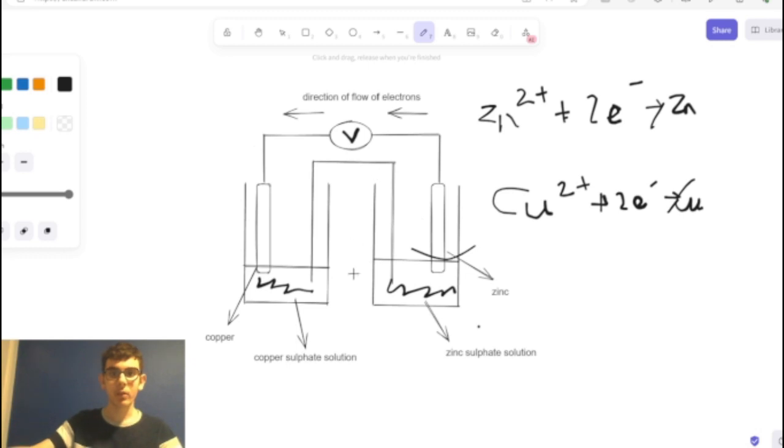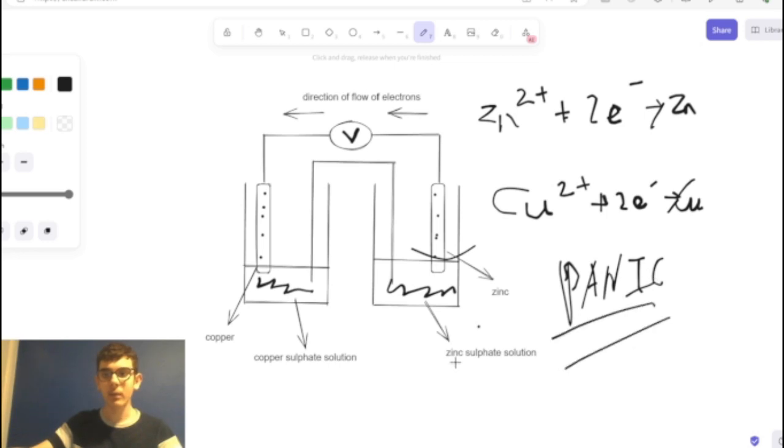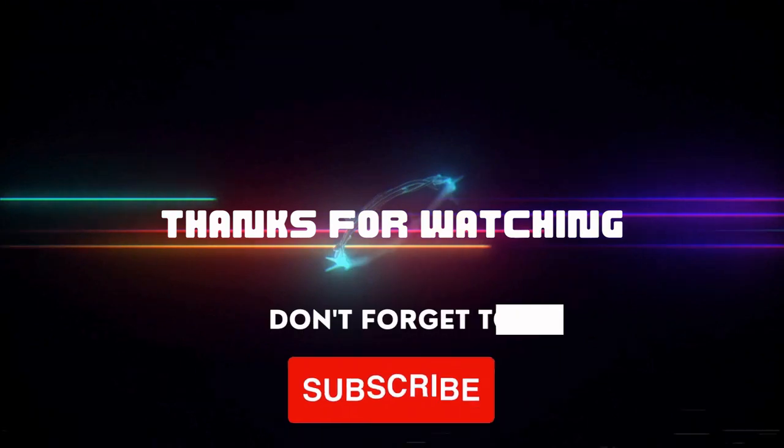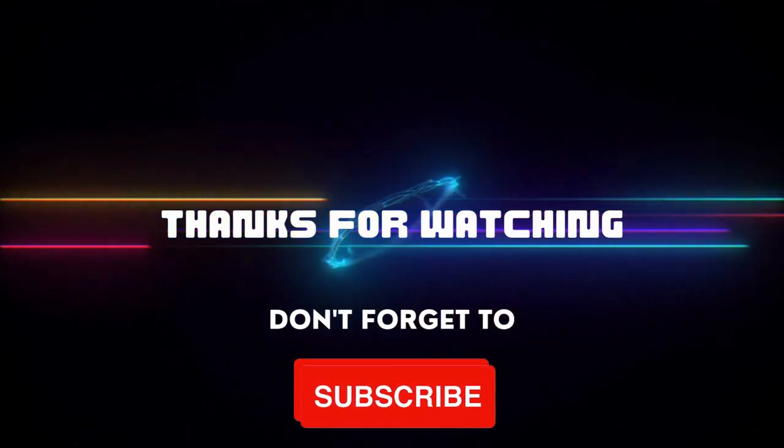So just to summarize, this is the positive, this is the negative. A way of remembering it is PANIC: positive anode, negative is cathode. Positive anode, negative is cathode. PANIC. A way to remember it in your exam.